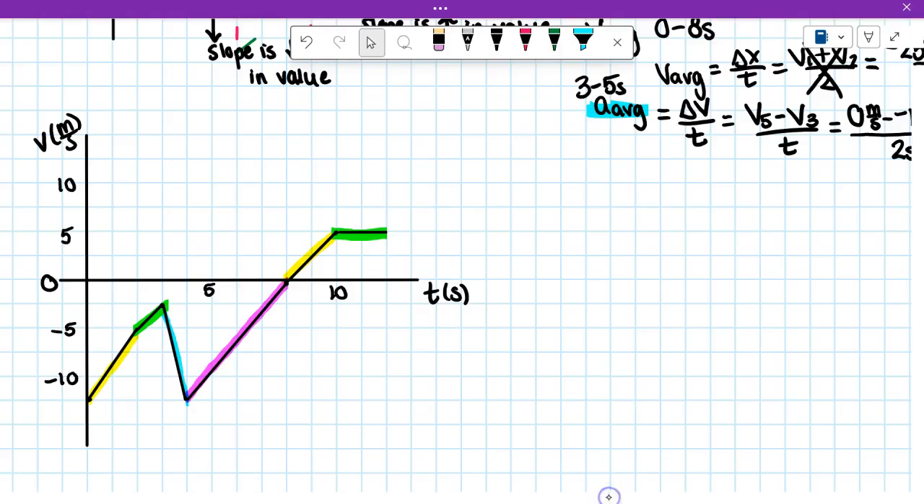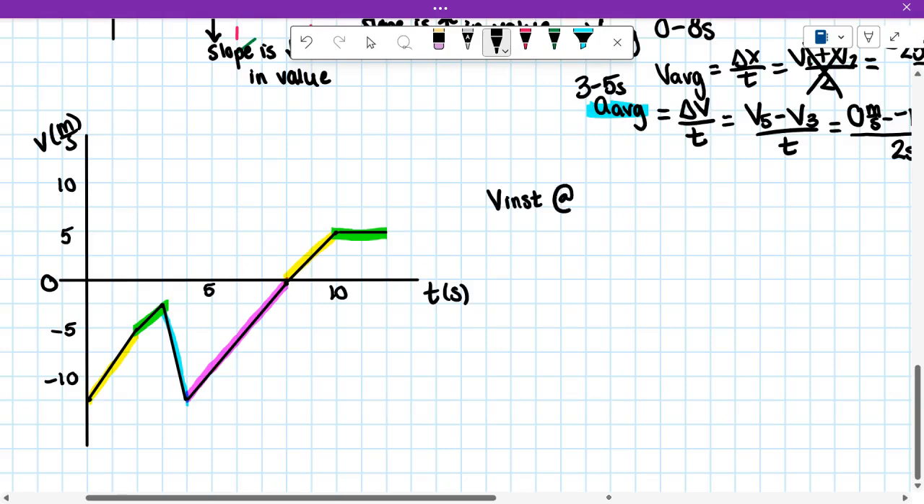Okay, so let's start with instantaneous velocity. If I want the velocity at, let's say, 4 seconds, because this is a velocity versus time graph, that means this graph tells me the velocity at various instants in time. So if I want to find the velocity at 4 seconds, I just need to go to 4 seconds and go down until I hit the graph. My velocity at 4 seconds is going to be negative 15 meters per second.